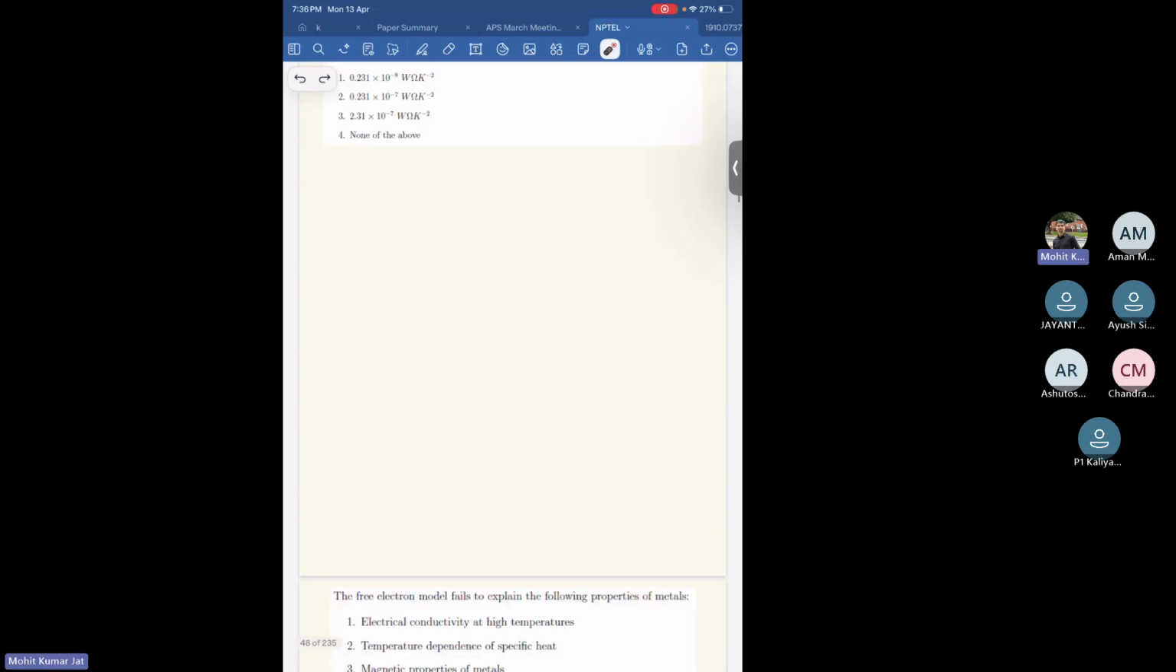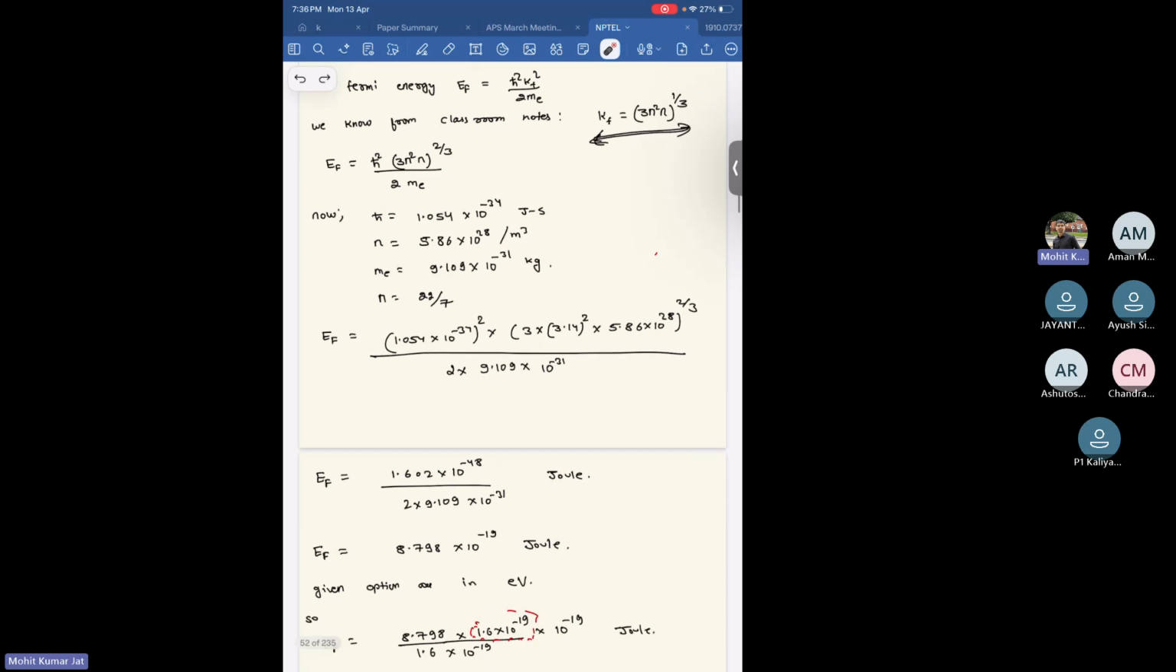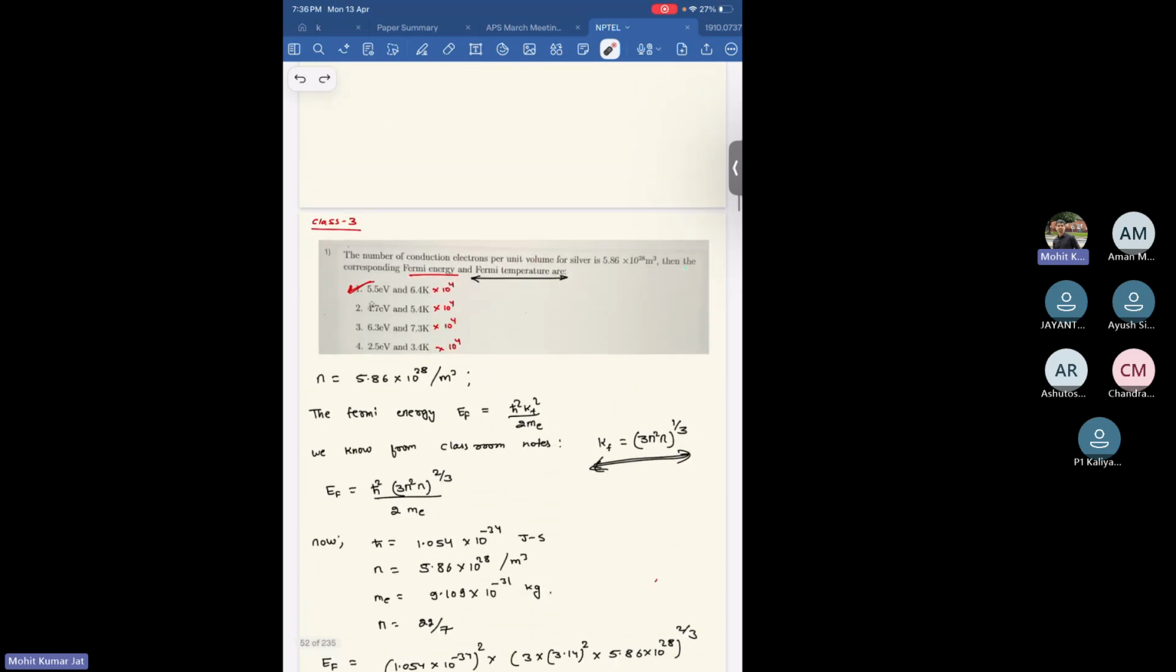I think these are the additional questions. So till this point, if you have any doubt or question, please do ask. We have covered the Drude theory until this point, and we have covered the particle in a 1D box, their energy equations, all these things. So till this point, if you have any question or doubt, please do ask.